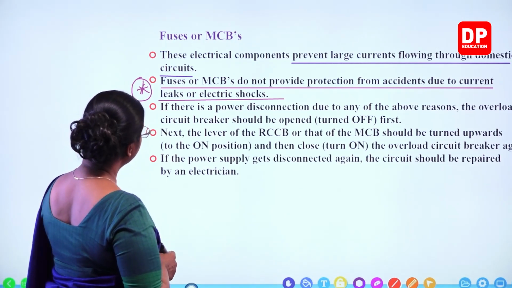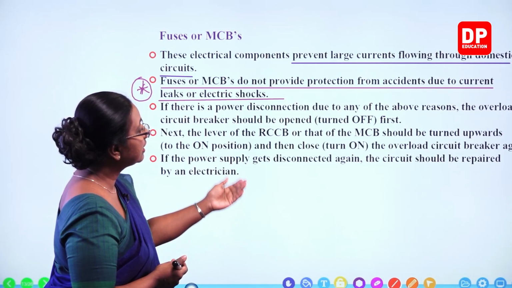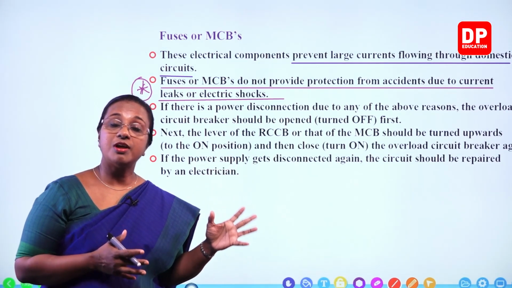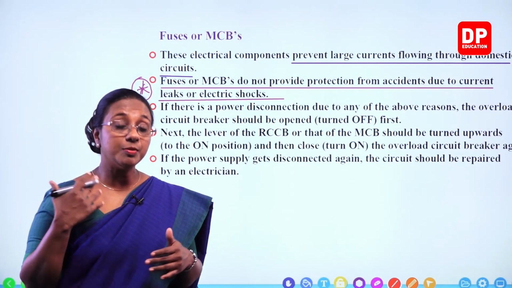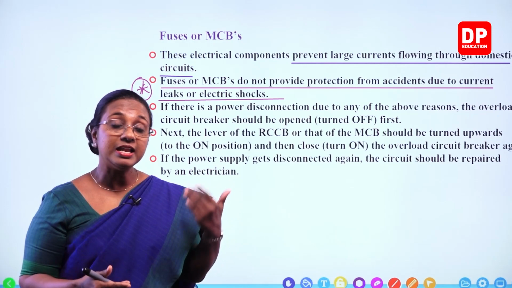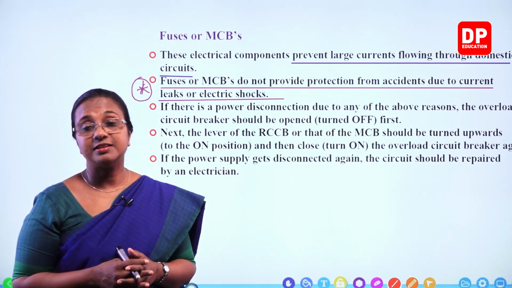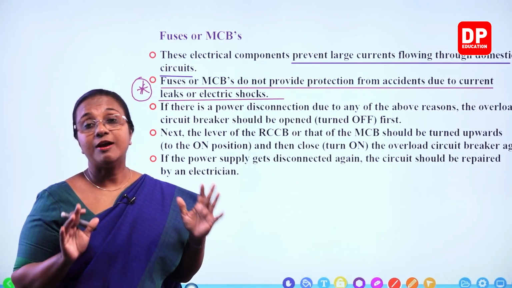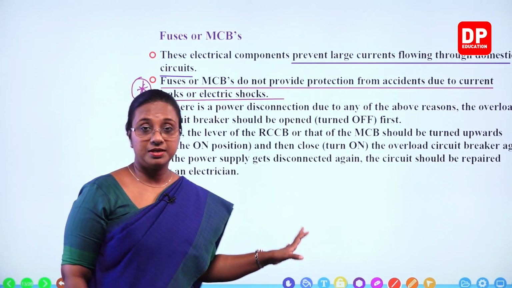So here you can see, if the power supply gets disconnected again, the circuit should be repaired by an electrician. You should not try to repair it. You should not try to use it over and over again if the problem persists. If again and again the trip switch falls or the MCB cuts off the electricity, you shouldn't continue using the electricity. You have to be careful. So that is how we get protection.